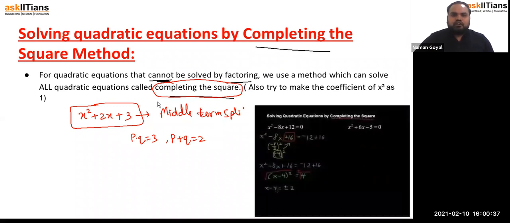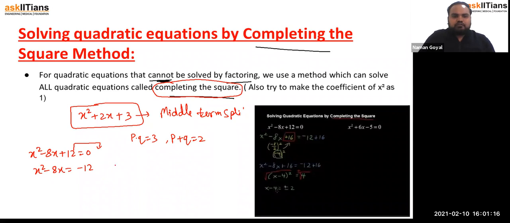Now see, there is a question: x square minus 8x plus 12 is equal to 0. We want to solve this equation by using the method of completing the square. For this, first we have to take the constant term to the right hand side. So it becomes x square minus 8x is equal to minus 12.